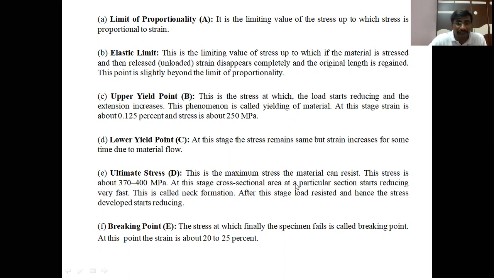At this stage, the cross-sectional area at a particular section starts reducing very fast. This is called neck formation. After this stage, the load resisted, and hence the stress developed, starts reducing. The last point in that diagram is the breaking point or failure point, E. The stress at which the specimen finally fails is called the breaking point. At this point, the strain is about 20 to 25%.